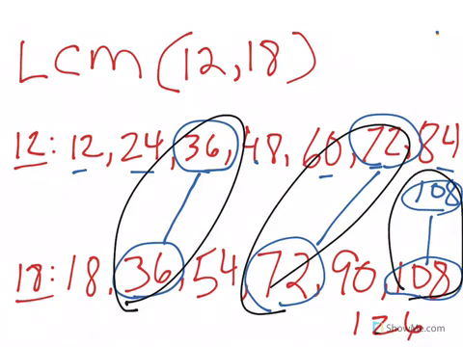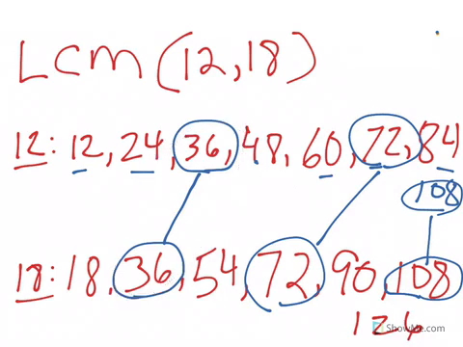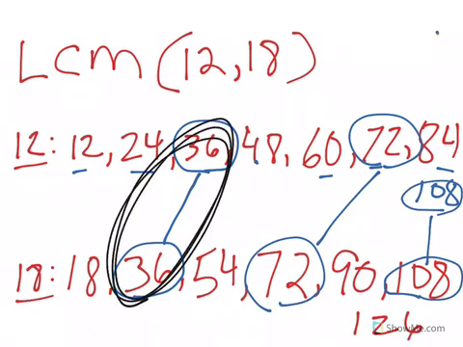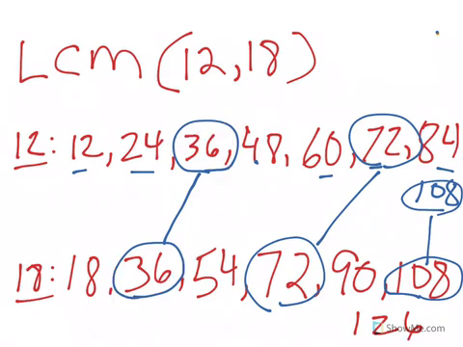108 is a common multiple of 12 and 18, meaning that the multiples of 12 and the multiples of 18 both have these numbers in common. But we're looking for the least common multiple, which means the smallest number they have in common, which in this case is 36. So the least common multiple of 12 and 18 is 36.